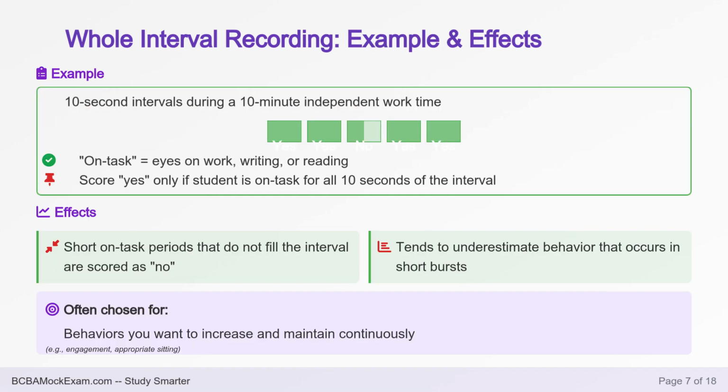Let's make that more concrete. Imagine you have 10-second intervals during a 10-minute independent work period, and your target is on task, defined as eyes on work, writing, or reading.